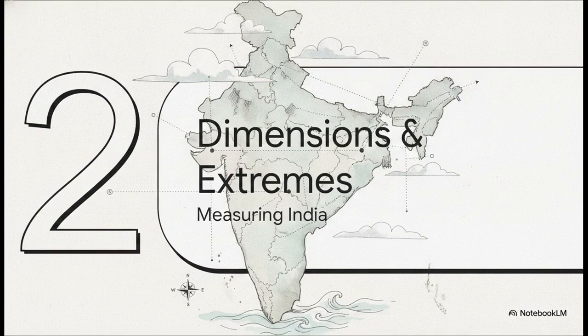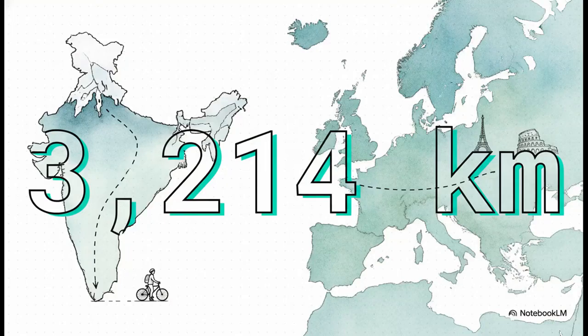All right, moving right along to Section 2, Dimensions and Extreme Points. 3,214 kilometers. Just let that sink in for a second. That is the exact straight-line distance from India's northernmost boundary all the way down to the tip of Kanyakumari on the mainland. To put that into perspective, traveling that distance is literally like crossing a huge chunk of Europe, all without ever leaving a single national border.